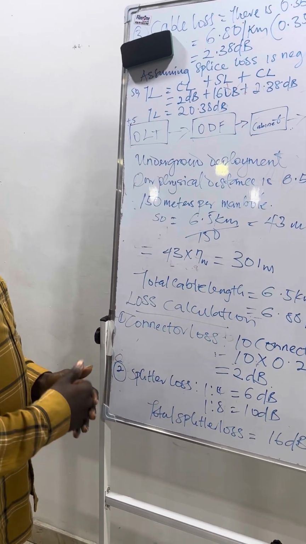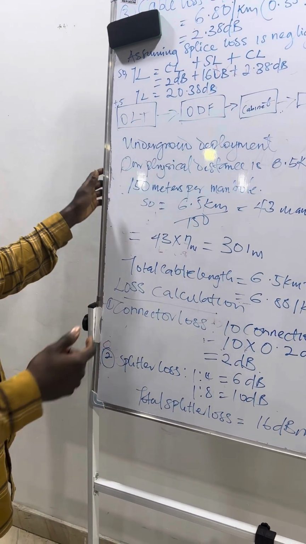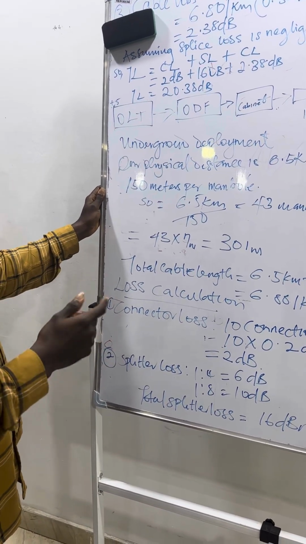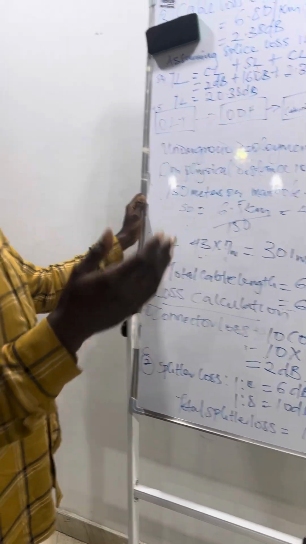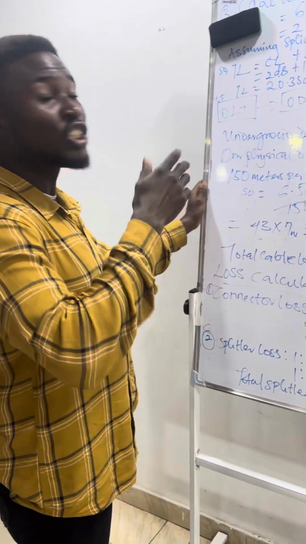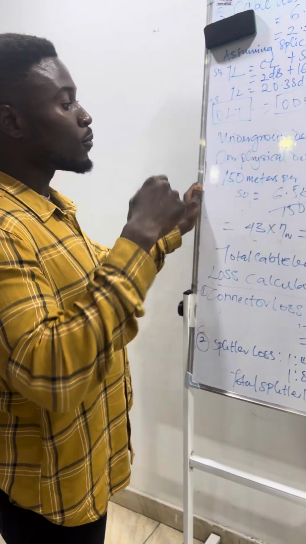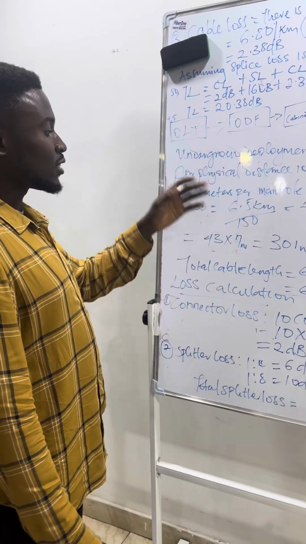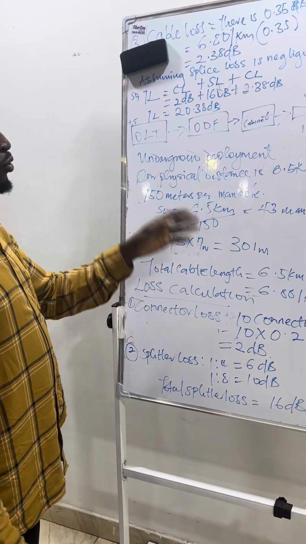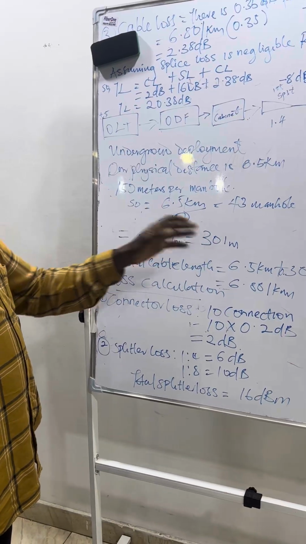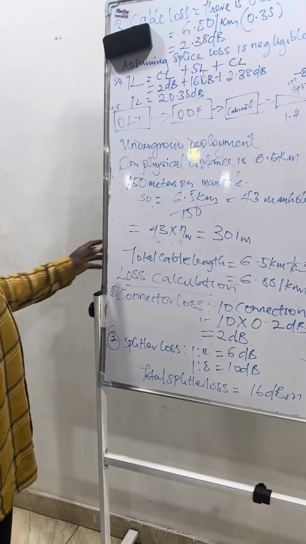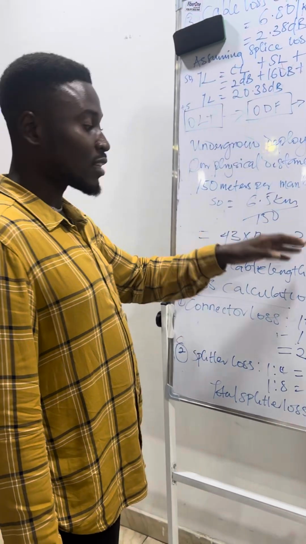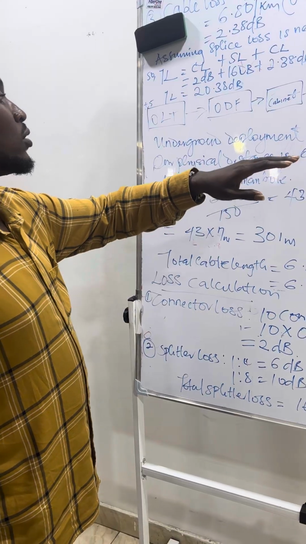Now we have to calculate the slacks, the excess we leave for troubleshooting. In each slack, we are going to have 7 meters. In the initial manhole, we are going to have 7 meters of slack, and we have 3 manholes. So we did 3 times 7 meters, then we arrived at 0.301 kilometers.